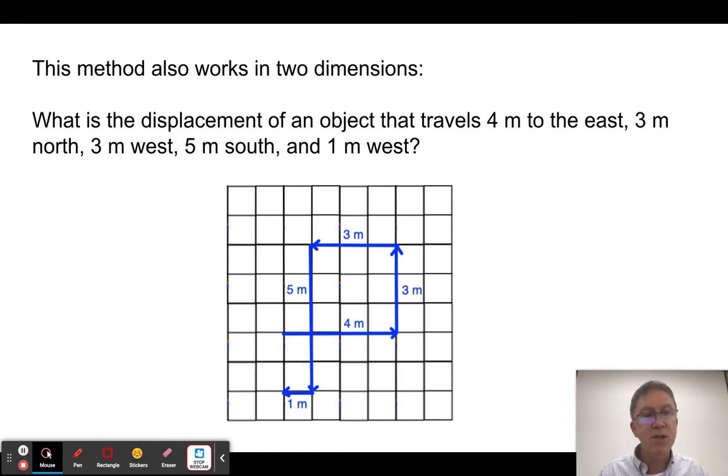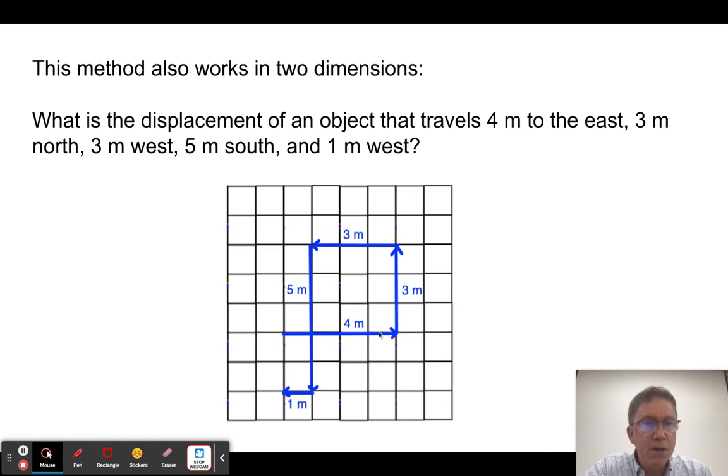I can also use this when I'm dealing with 2 dimensions or 3 dimensions, although in AP Physics, we're not going to have to deal with 3 dimensions. So I want to know what the displacement is of an object that travels 4 meters to the east, 3 meters north, 3 meters west, 5 meters south, and 1 meter west. Okay, so I start here.